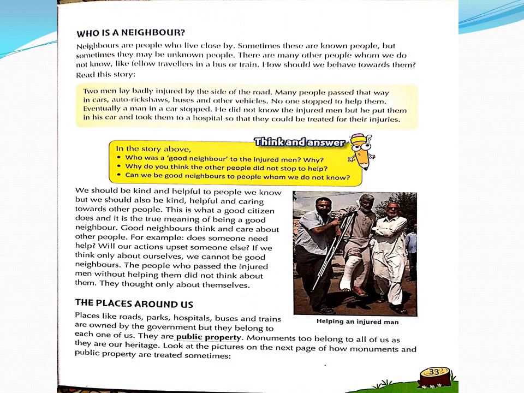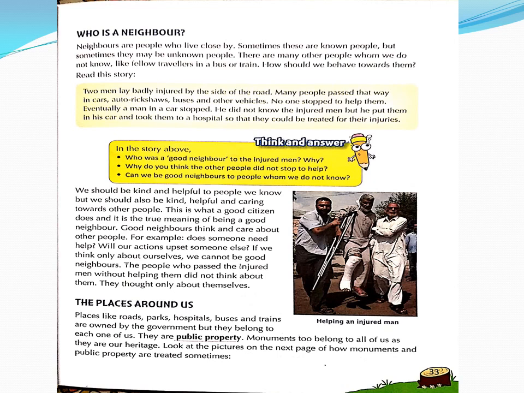Who is a neighbor? Neighbors are people who live close by, who are just living beside you. Sometimes these are known people, but sometimes they may be unknown people. Sometimes you know the people living beside you. Sometimes you may not know them. They are unknown to you sometimes, if you are new to that place. There are many other people whom we do not know, like fellow travelers in a bus or a train. Suppose you are having a journey in a train or a bus, and the people who are sitting beside you or traveling with you, you may not know them. Isn't it? Most of the time we don't know them. How should we behave towards them?